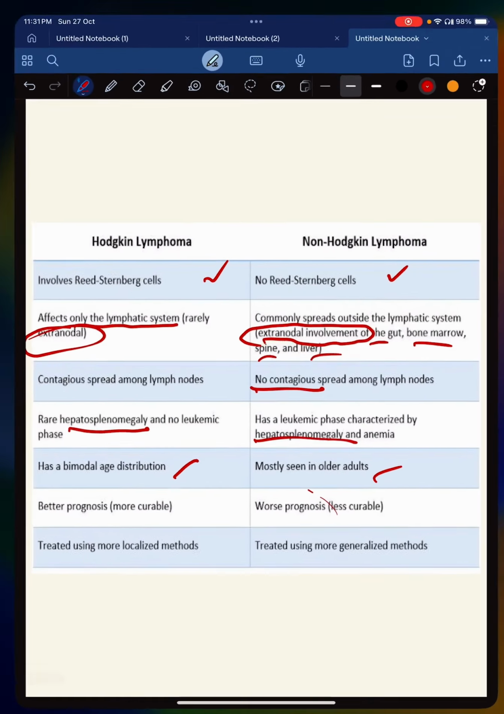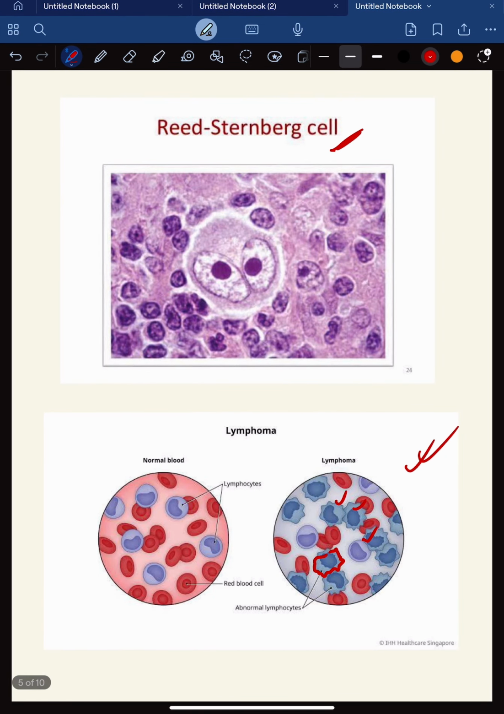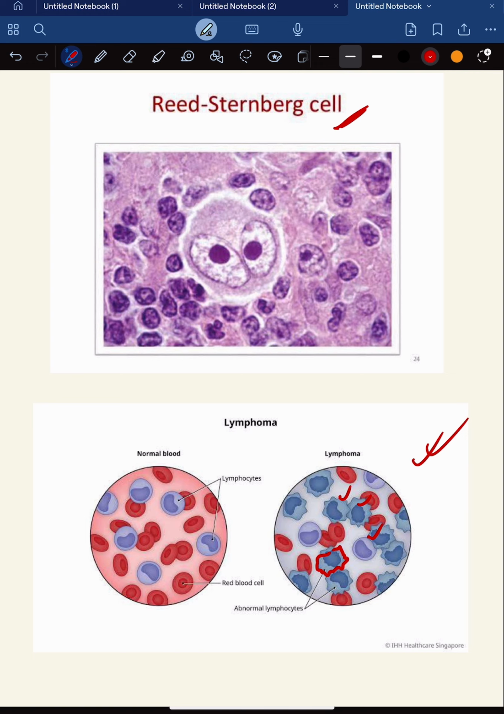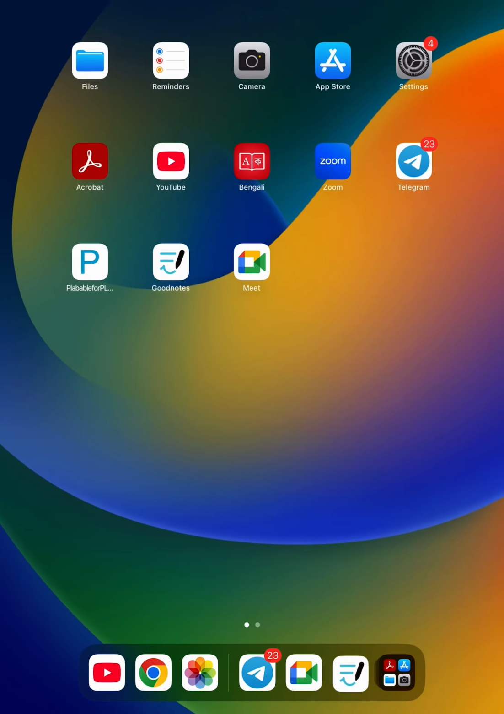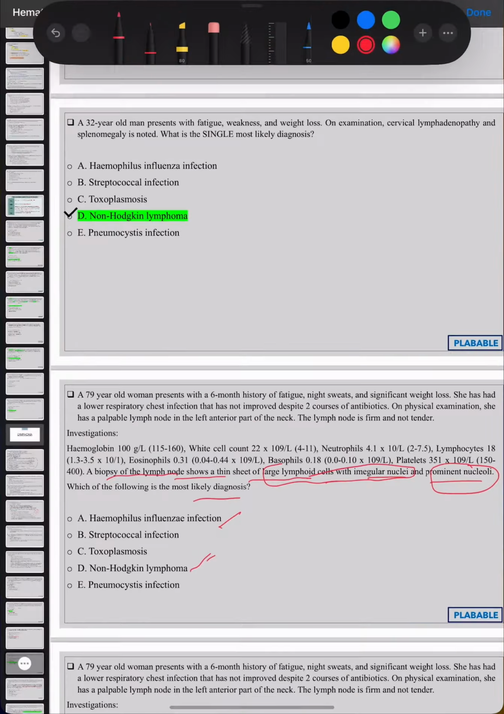If you remember this picture, this is the thing: large and prominent nuclei. As you can see, if I remove this thing, this is the abnormal cell, so it goes towards non-Hodgkin lymphoma. Okay, this is it. From the next question, what is the single most likely diagnosis?